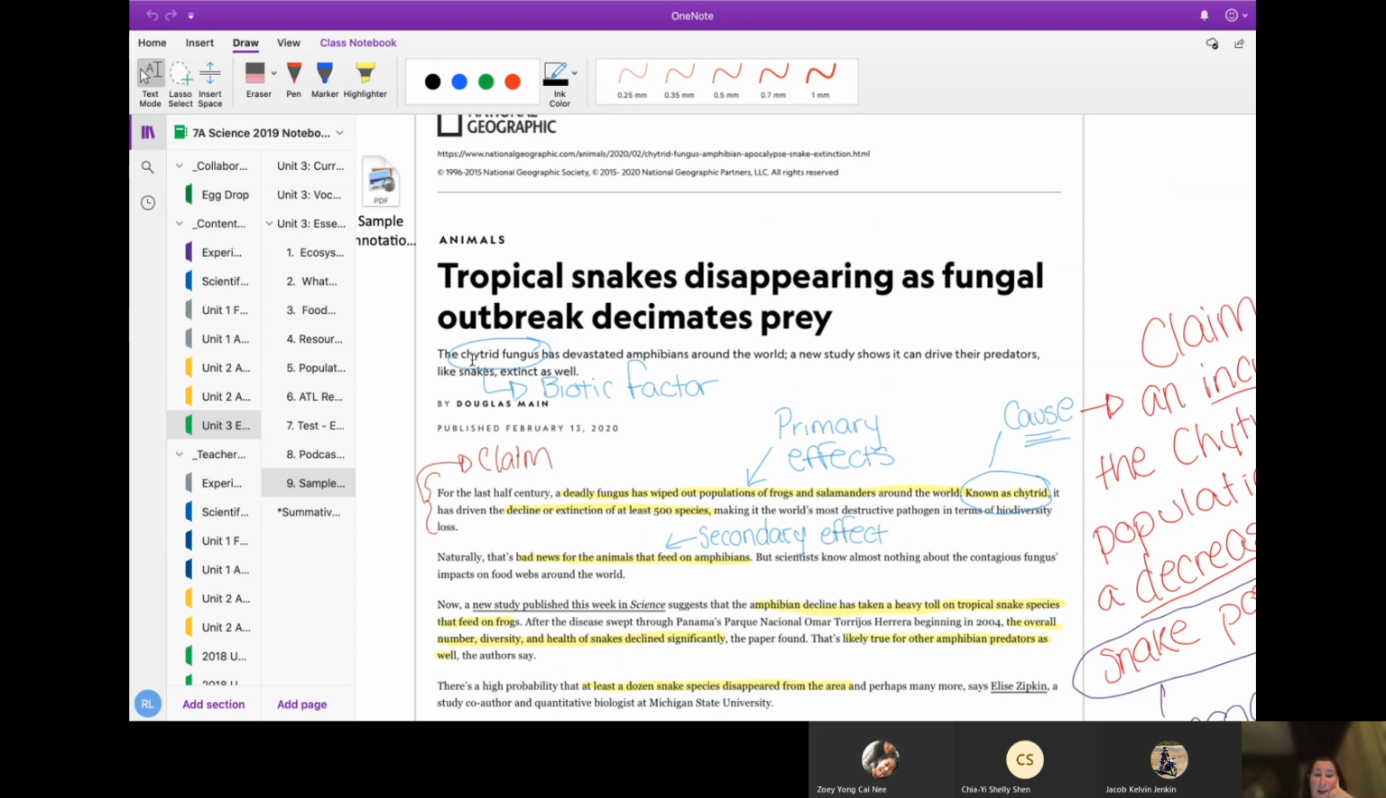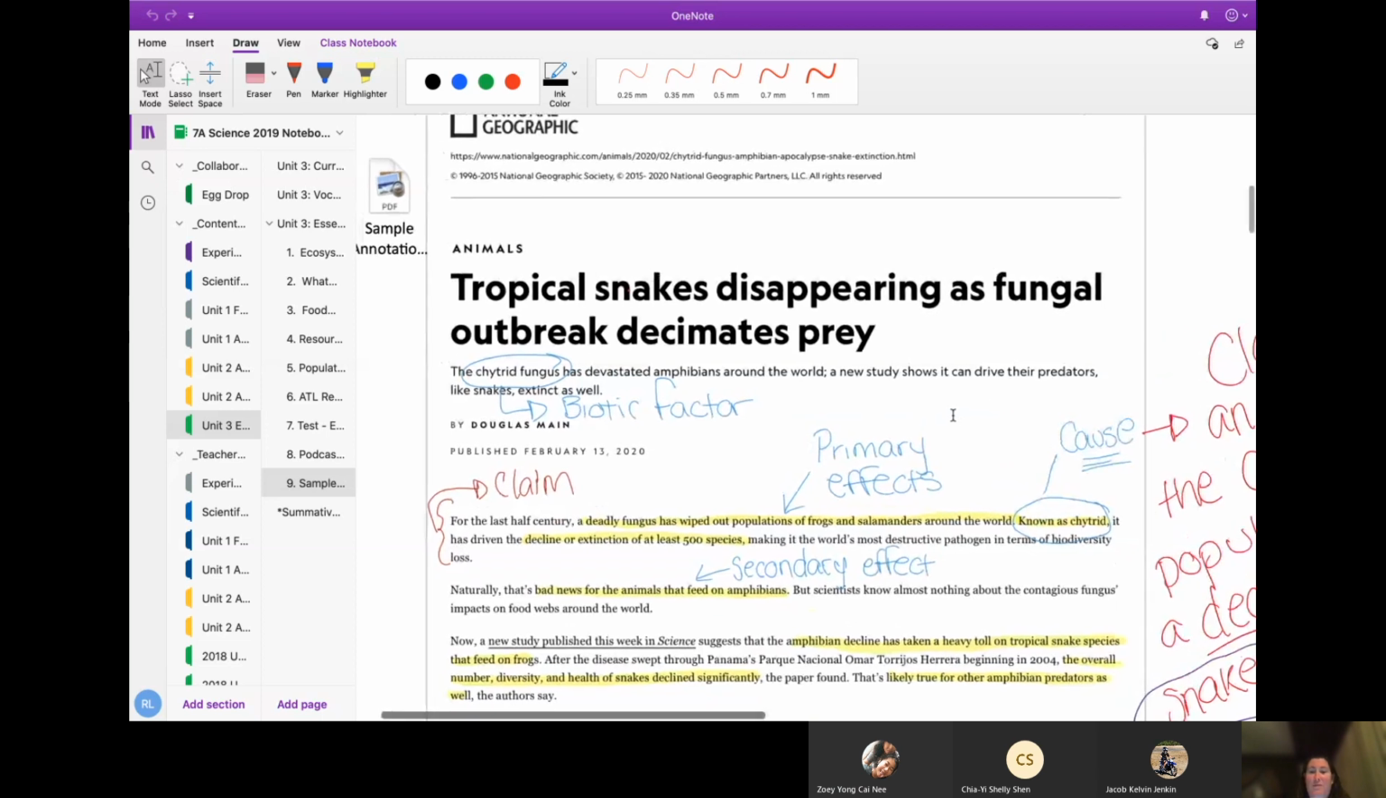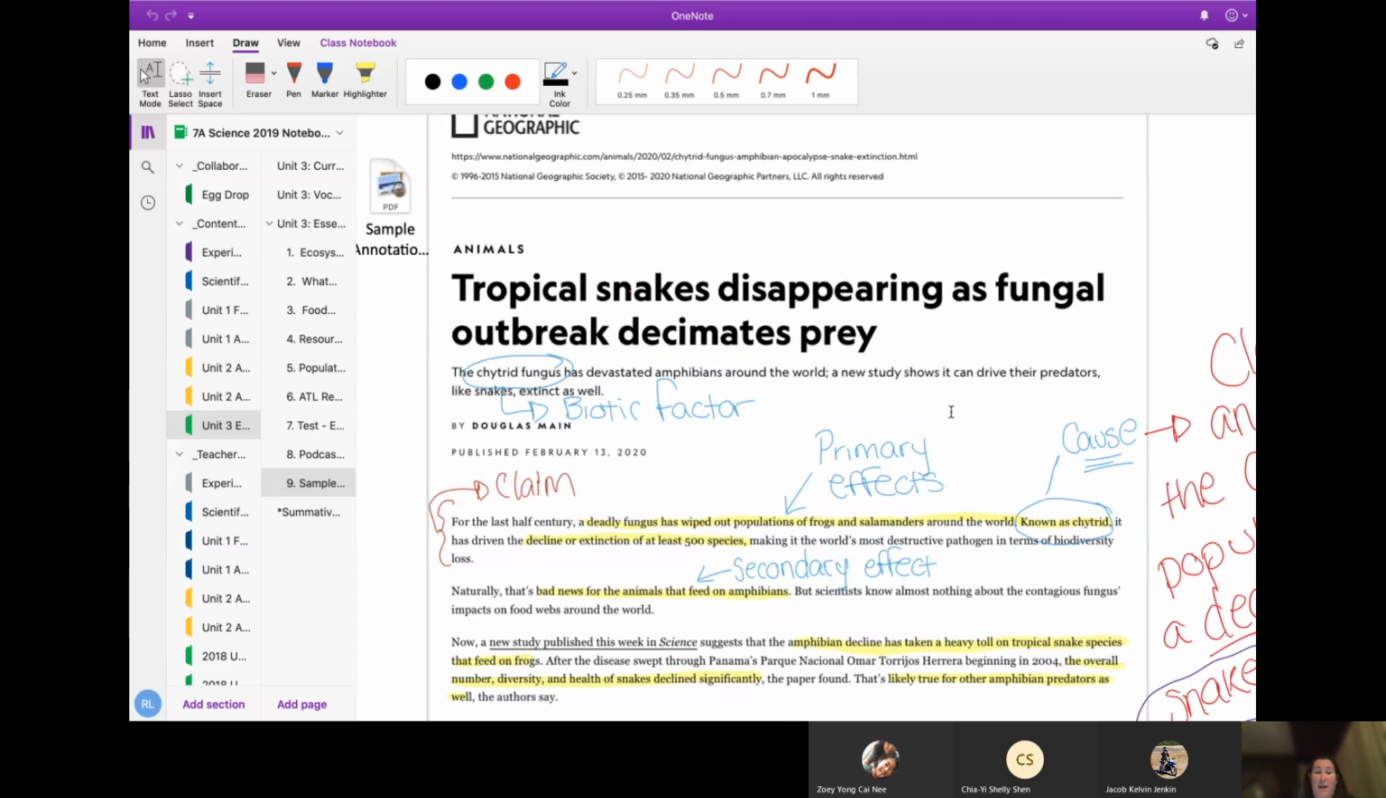I'm going to show you my annotations and how I've looked for specific things like cause and effect relationships. Any questions before I move on? No. Okay, so I'm not going to read the whole article to you because that was homework from last class, but I'm going to show you some of my annotations and then we'll go through the questions.